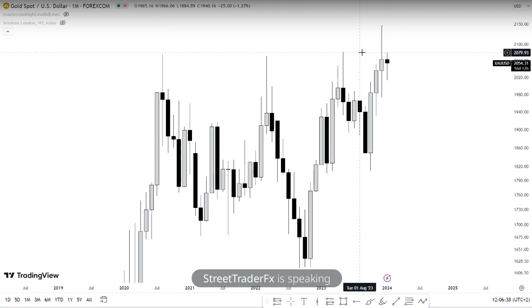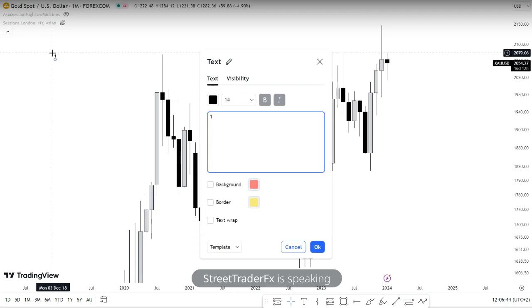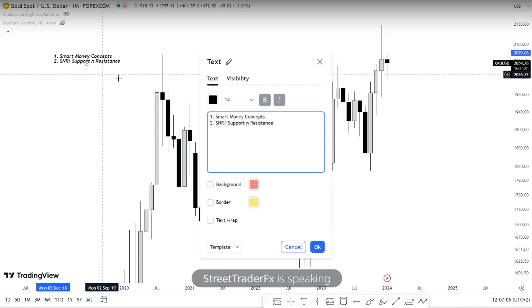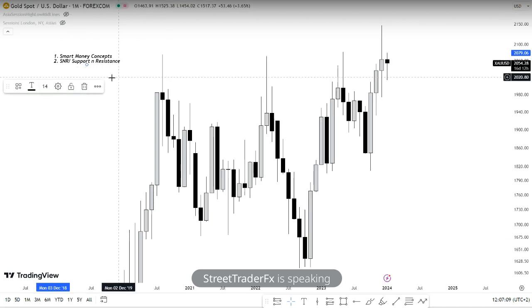Okay, so basically, what we're going to use. The first thing is smart money concepts. This is basically what I use. And then the second thing is SNR, or support and resistance. Yeah, this is basically what we're going to be using in order for us to find direction in the market, right? So let's start.